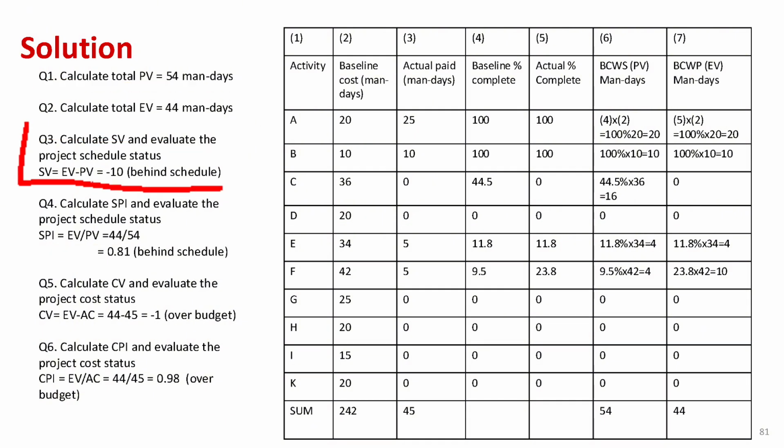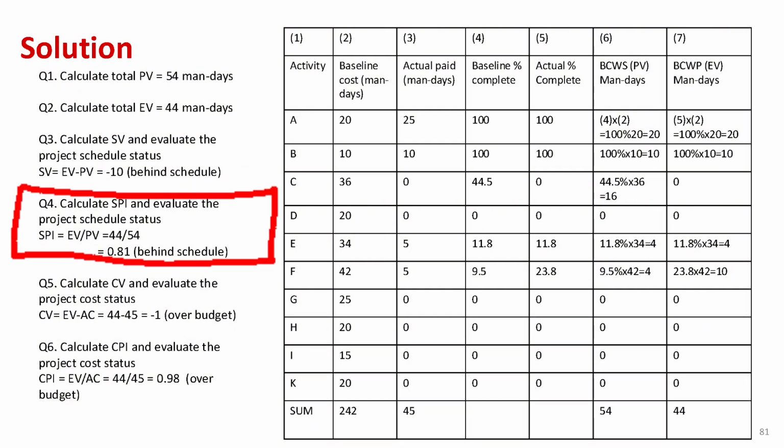Question 3. Let's find the schedule variance, or SV. We take EV minus PV, 44 minus 54, which gives us minus 10. That negative number means we're behind schedule. Question 4. Now we calculate the Schedule Performance Index, or SPI. That's EV divided by PV, 44 divided by 54, which comes out to about 0.81. Since that's less than 1, again, we're behind schedule.